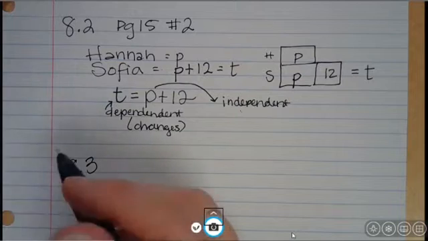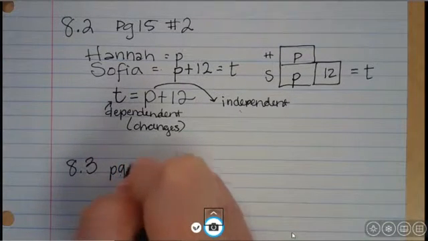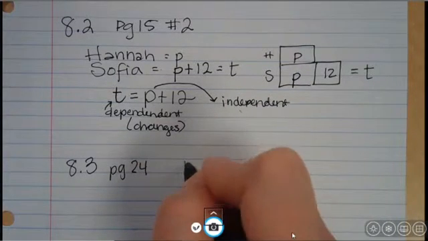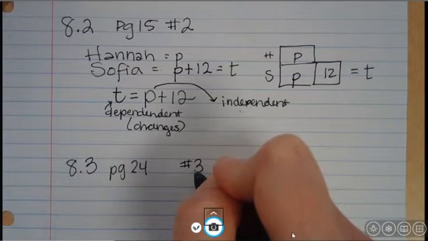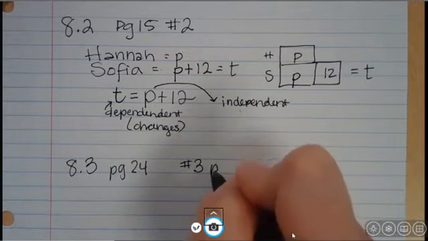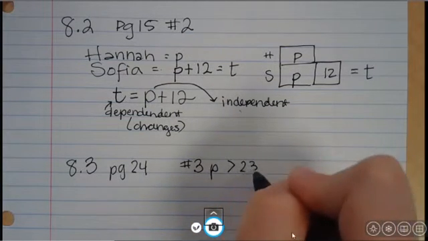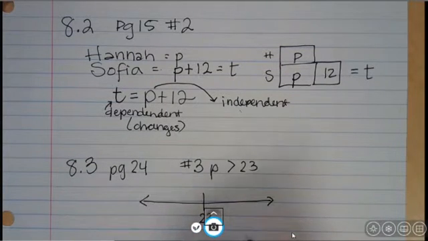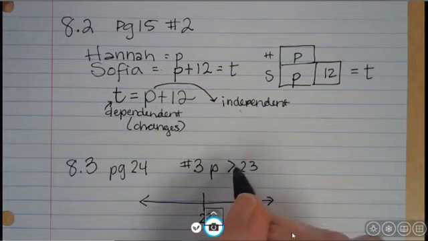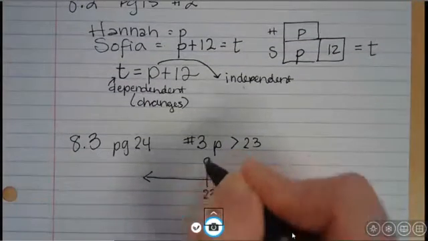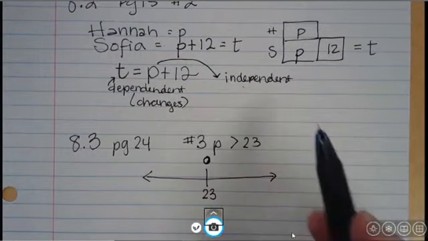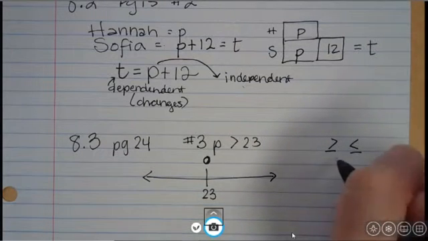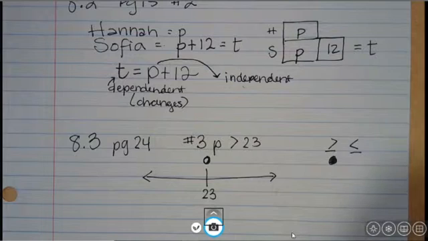We're going to go to page 24, where you're writing the number line. So it says on number 3 to write a number line and a solution set for P is greater than 23. So you need to have a number line with at least 23 on it. And remember, if it doesn't have the line for equals to, then your dot above 23 is not filled in. Whereas if it's greater than or less than and equal to, then the dot is filled in.